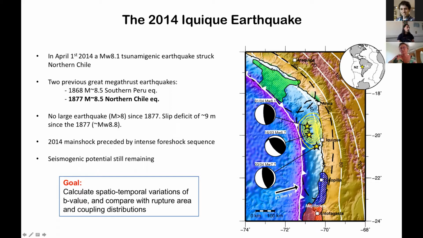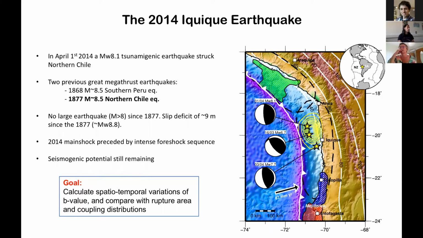Now, the earthquake in 2014 didn't completely release all the stress accumulated in this region since 1877. In fact, it ruptured only partially a rather small area within the seismic gap. So there is still a high seismic potential remaining in the area in northern Chile.